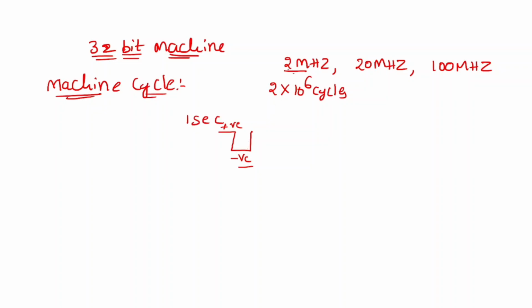Here see, what is the meaning of a 2 megahertz machine? A 2 megahertz machine means in 1 second that machine can produce 2 megahertz cycles. That is nothing but 2 times 10 power 6 cycles it can produce. And what about the 20 megahertz? In 1 second it can produce 20 megahertz number of cycles. What about 100 megahertz? In 1 second it can produce 100 megahertz of cycles. Now, what is the need of producing this many cycles?